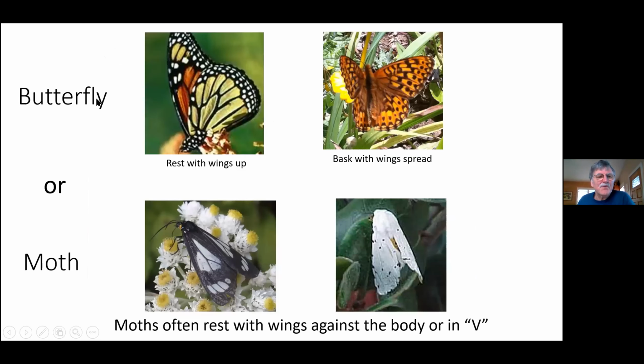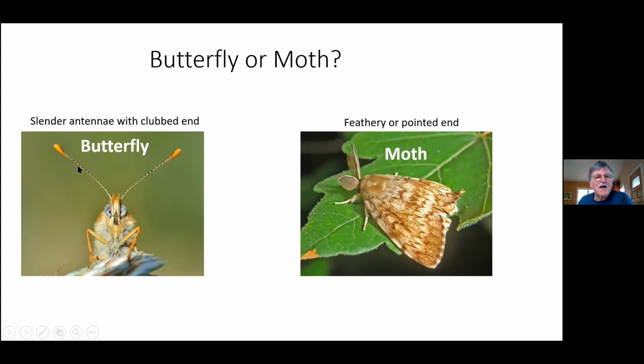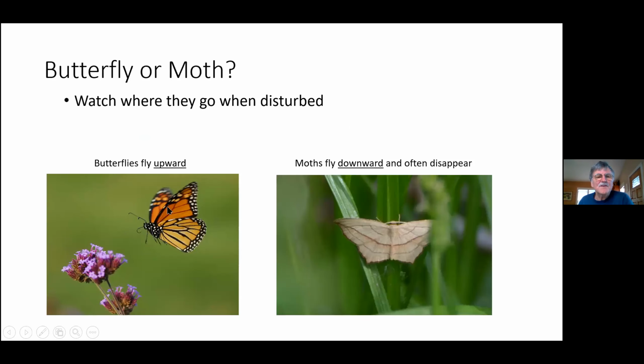Okay, continuing with butterfly or moth. Butterflies, their wings rest up. They do bask in the sun, and moths sort of form this V shape, which butterflies are not physiologically capable of. So that's pretty easy. Butterflies have a knob at the end of their antenna. Moths either feathery or pointed. So look for the knob, because it could be just pointed, and that would be a moth. And this is important to how you put a moth or a butterfly in a jar.